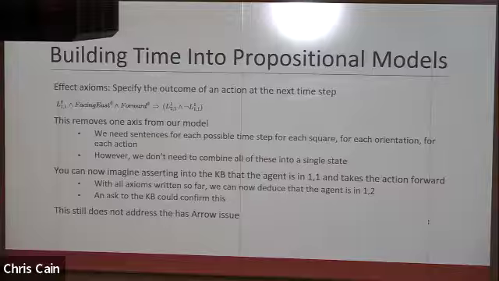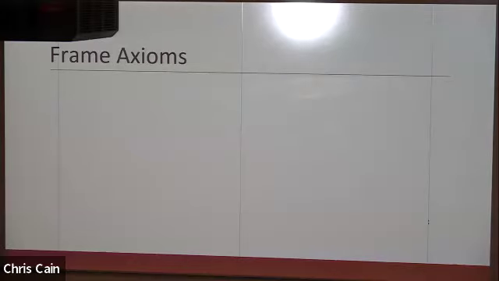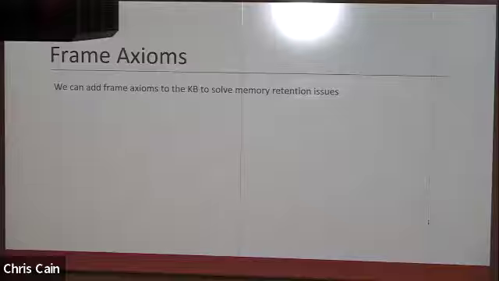And even if we do all of this, there are still some arrow issues that we might need to figure out based on what we know after things like we fire the arrow. So we can use what we're going to call frame axioms to do that. This helps to solve memory retention issues, where in one time step you know that you killed the wumpus, and in the next time step you have no idea if you killed the wumpus.